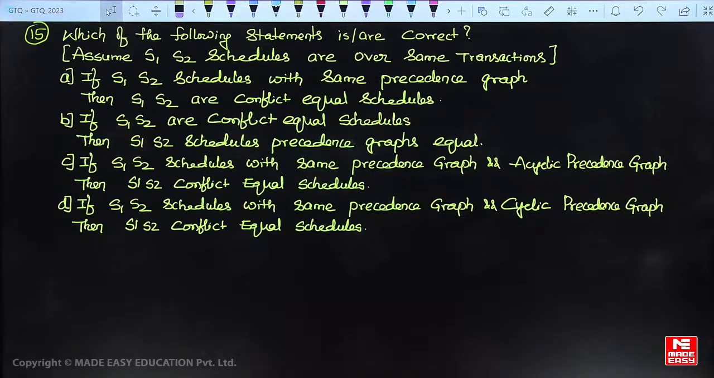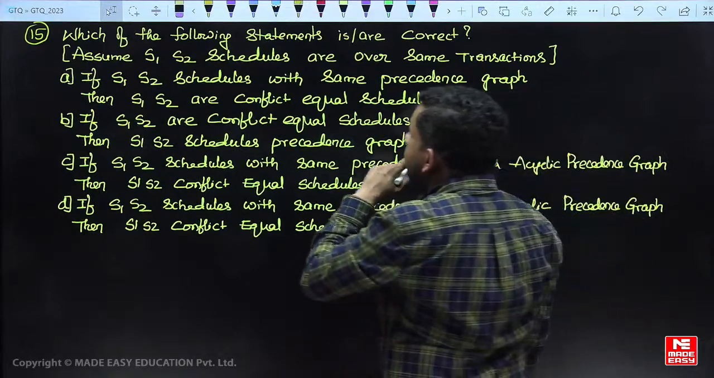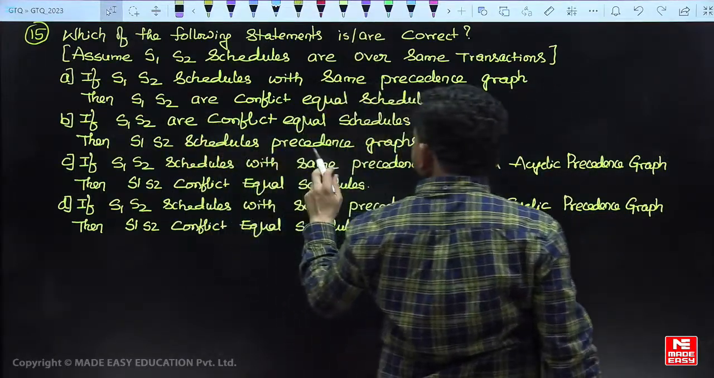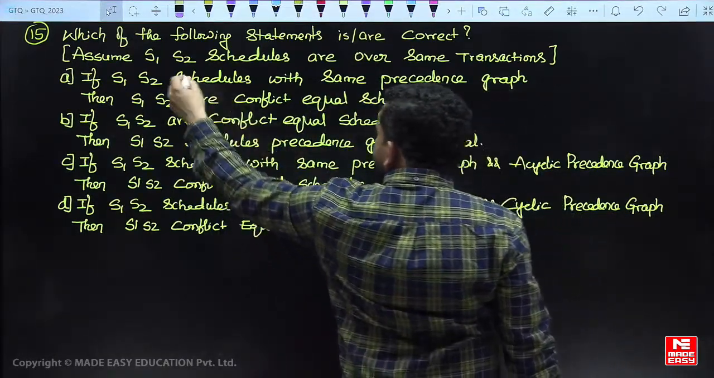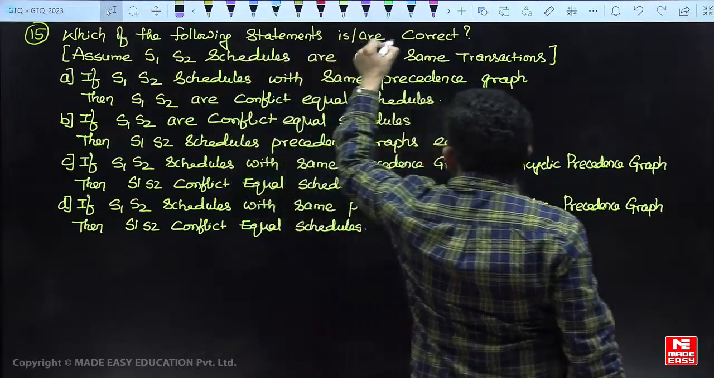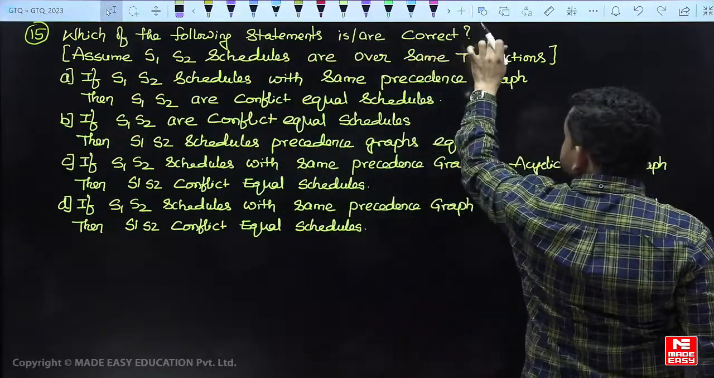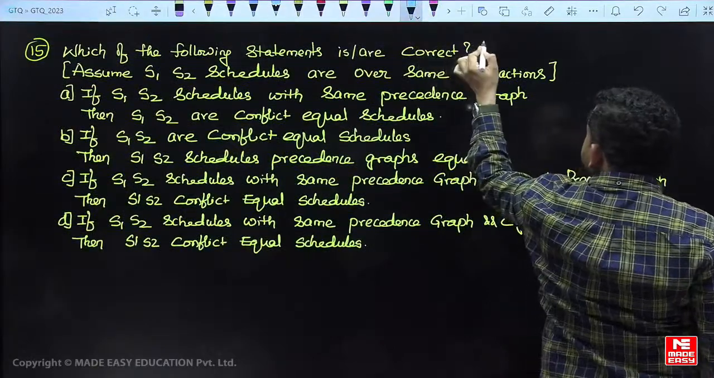Transaction management question. Okay. So please think and answer. It is regarding conflict equality condition. Which of the following statements is or are correct, a multiple selection question. So MSQ.